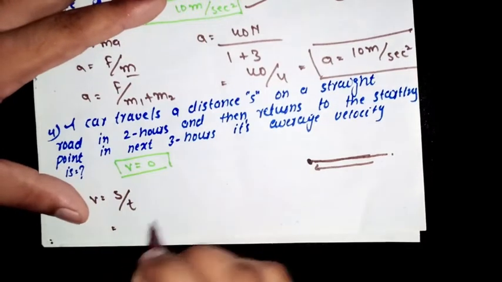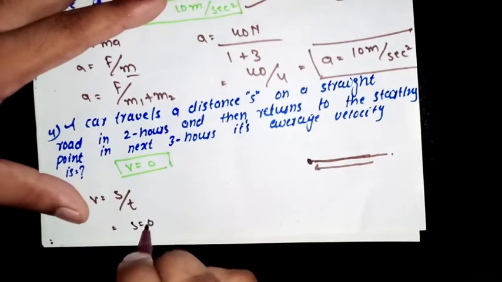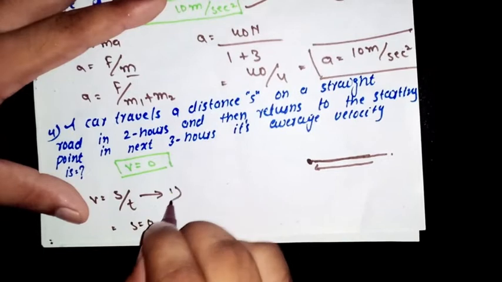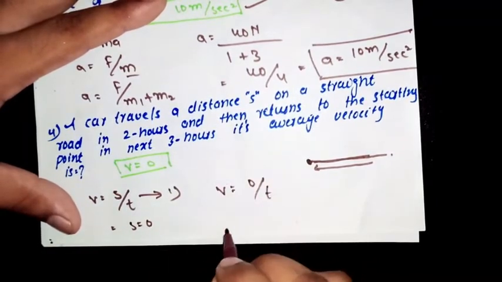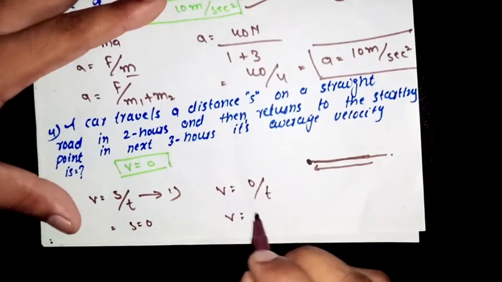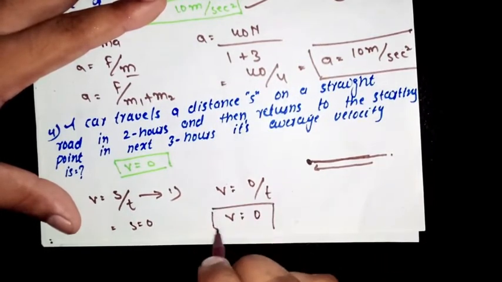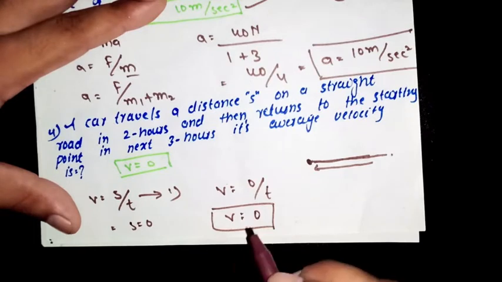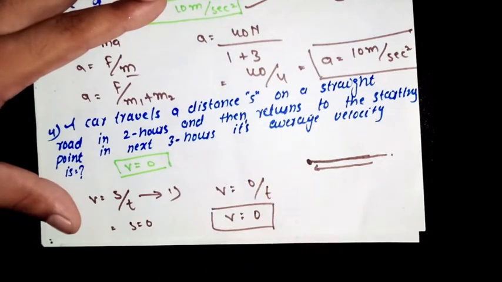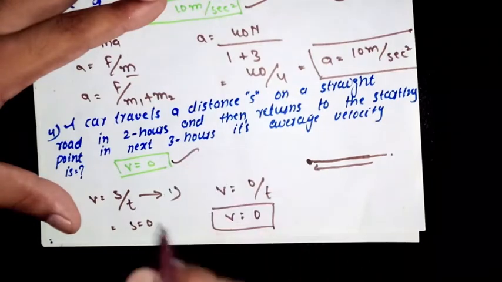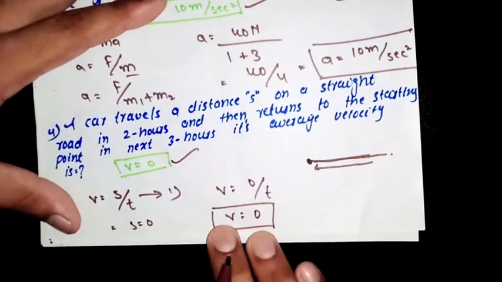So now we will put the displacement s equal to 0 in the above formula. So velocity is equal to 0 by t. Velocity is equal to 0. So the average velocity is also 0 when the car returns to the same starting point. So the correct option is V is equal to 0.